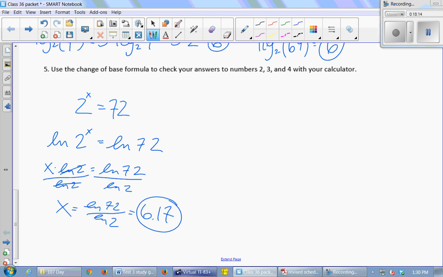So having these properties of logs, the purpose is to be able to solve equations where the variable shows up in the exponent. And we'll do lots more of these on Wednesday.